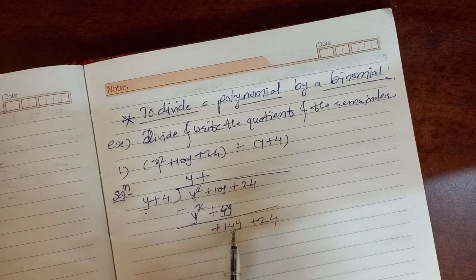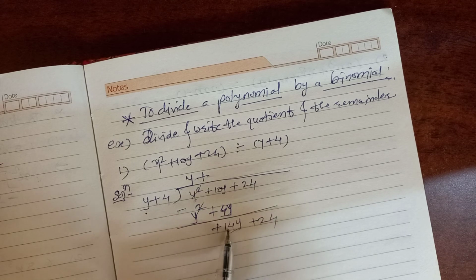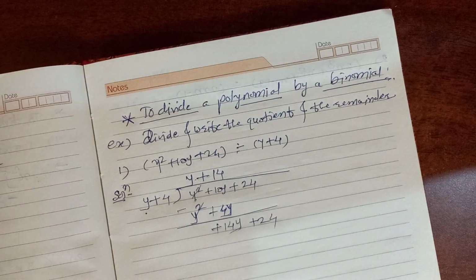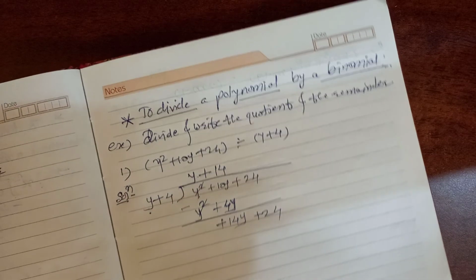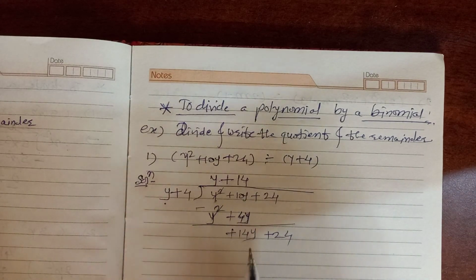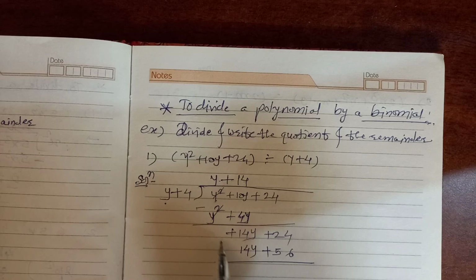Then again you have to consider this term, the first one, and here the divisor's first term. Here y, here 14y. Means y is here but 14 is not here. So you have to multiply this one by 14. So multiply it by 14. Okay. So now we'll multiply it by 14. 14 into y, 14y, 14 into 4, what is that? 56. So we have to subtract.